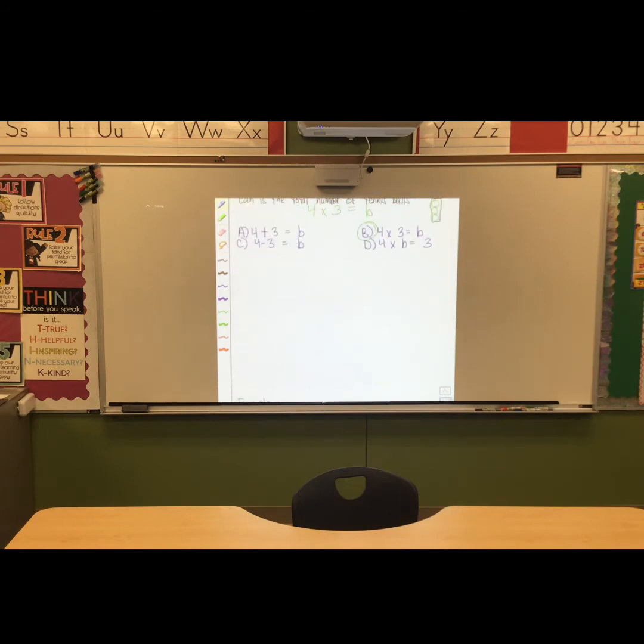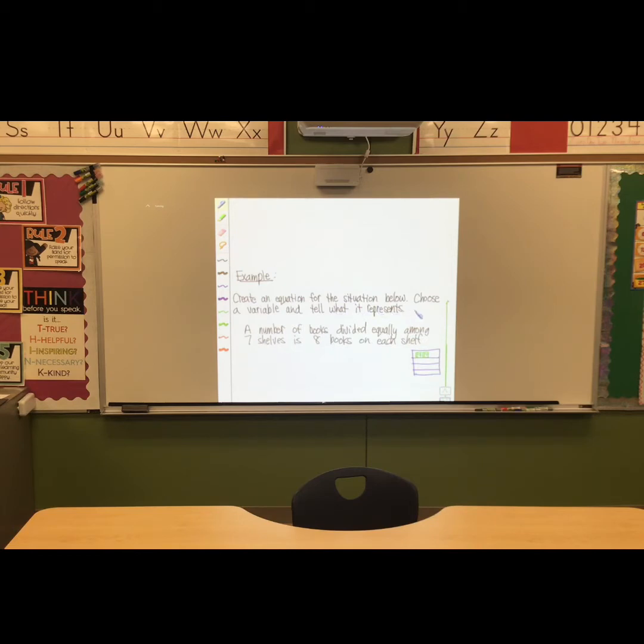Okay, good. So let's take a look at one more example here. It says, create an equation for the situation below. Choose a variable and tell what it represents. A number of books divided equally among 7 shelves is 8 books on each shelf. Go ahead and create an equation for that and click continue when you're ready to check your answer.